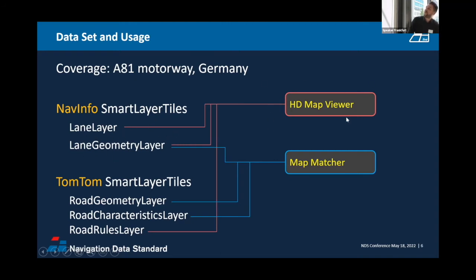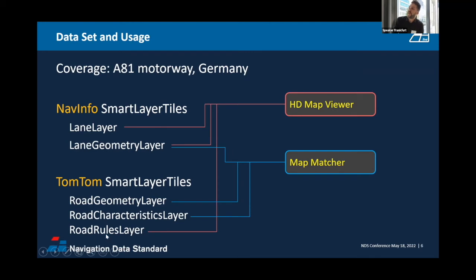They get fed to the map viewer, of course, to simply visualize them. And we need also the lane geometry layer here for the map matcher, and the TomTom smart layer tiles for the road geometry layer is needed for matching, basically together with the lane geometry that go to the map matcher. Then the characteristics layer is also used for the map matcher, basically says, is this motorway? Is this a ramp or whatever, some basic additional information for the map matcher.